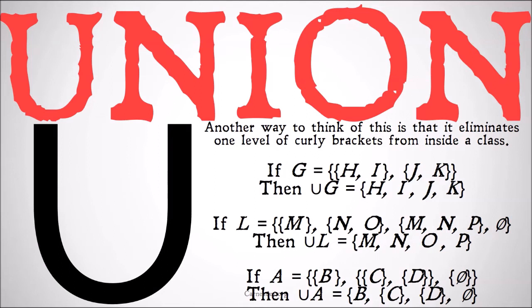And finally, if A equals the class of B and the class of C and the class of D and the class of the null set, then the union of A equals B, the class of C, the class of D, and the null set. Note that the null set doesn't disappear here because we've eliminated just one of those pairs of curly brackets. The set of the null set does have a member. It has one member. It's the null set. And so if the set of the null set is a member of A, then the null set is a member of the union of A.